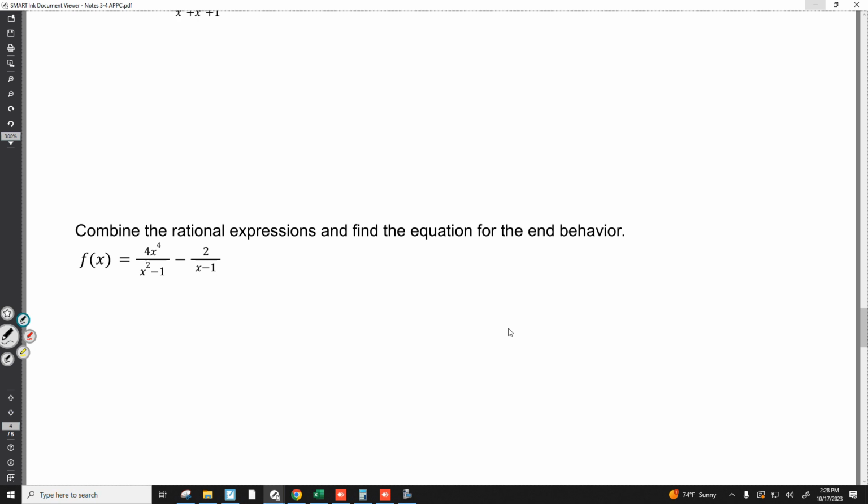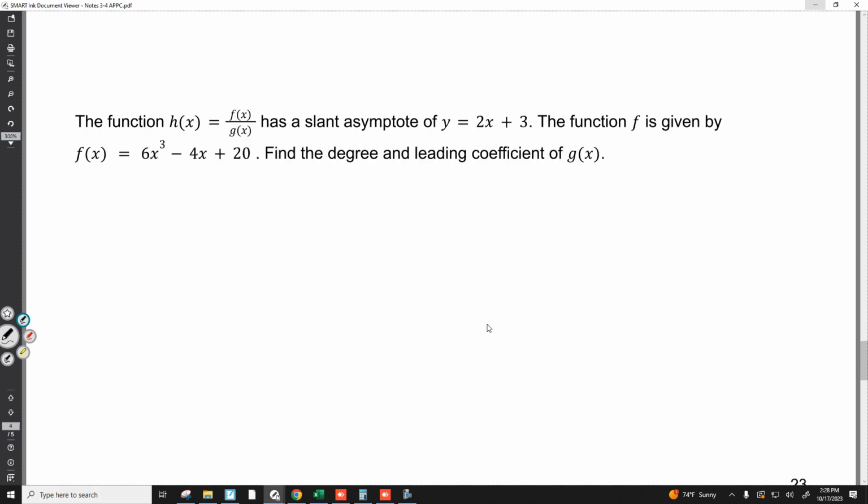Now, here is a question that shows up on your test. The last question of page 23. It comes straight out of your test. There's an easy way to do this question. There's a hard way to do this question.